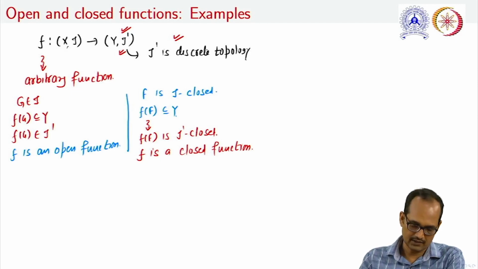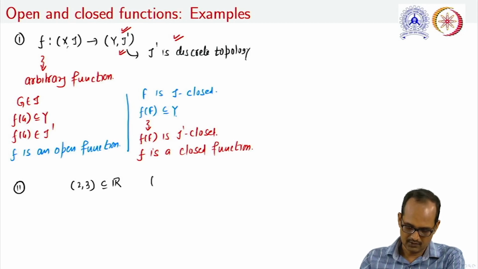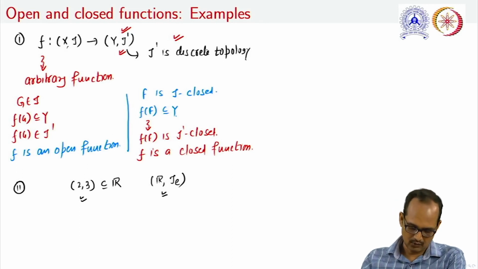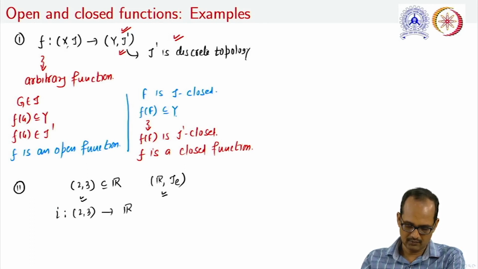Let us take another example. For example, we are taking this open interval (2, 3). This is a subset of R. Let us take R with the usual Euclidean topology. So we are assuming (2, 3) as a subspace of this R with Euclidean topology. Now let us take the inclusion function from this open interval (2, 3) to the set of real numbers.